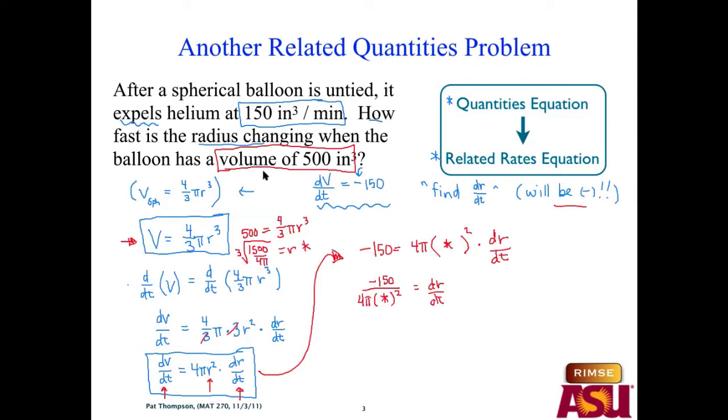So this one just inserted a little bit of extra trickery at the end, because instead of having the simpler, like, how fast is the radius changing when the radius is 36 inches, where you would just get to plug in a 36 here, it gave us the volume instead. But those two are related with general geometry, so we can solve this anyway. All right, let's take a look at another example.